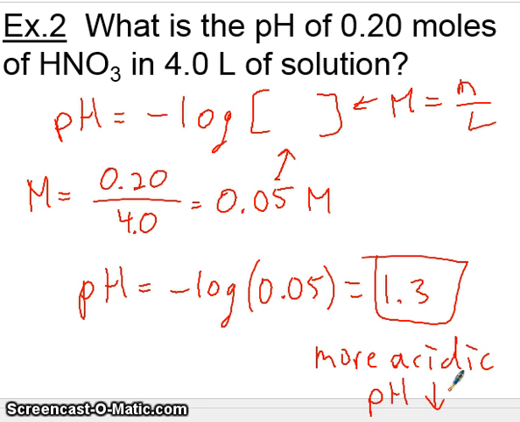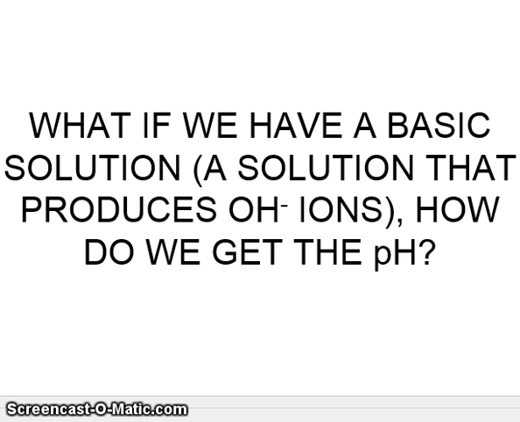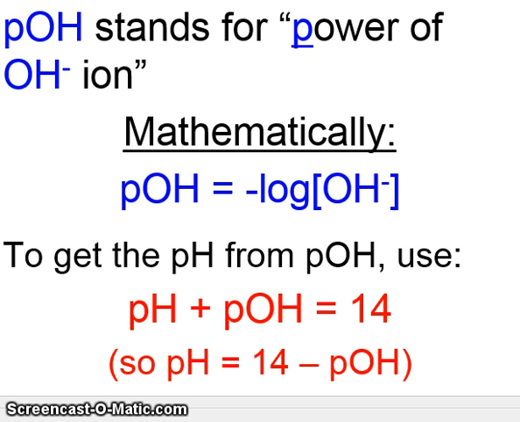We're going to do the same thing in the case of bases now. Well, first of all, before we do the example, we'll ask the question, what if we have a basic solution instead of an acidic solution? Remember, bases produce hydroxide ion. How do we get the pH? Well, let's define the same thing we defined for acids, but now for bases. So pOH is the power of hydroxide ion. Same exact idea. The equation is set up exactly the same, except here you have hydroxide ion.